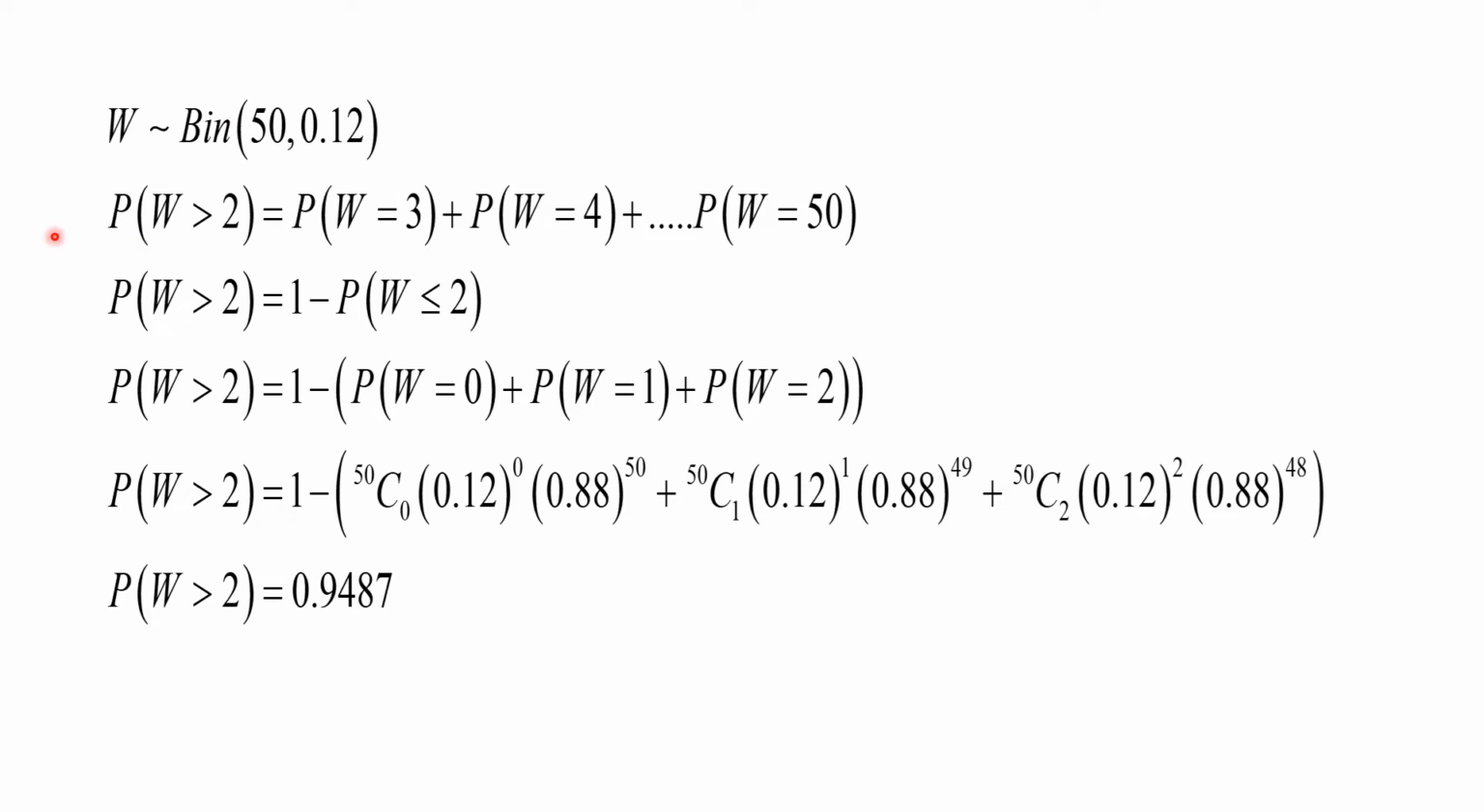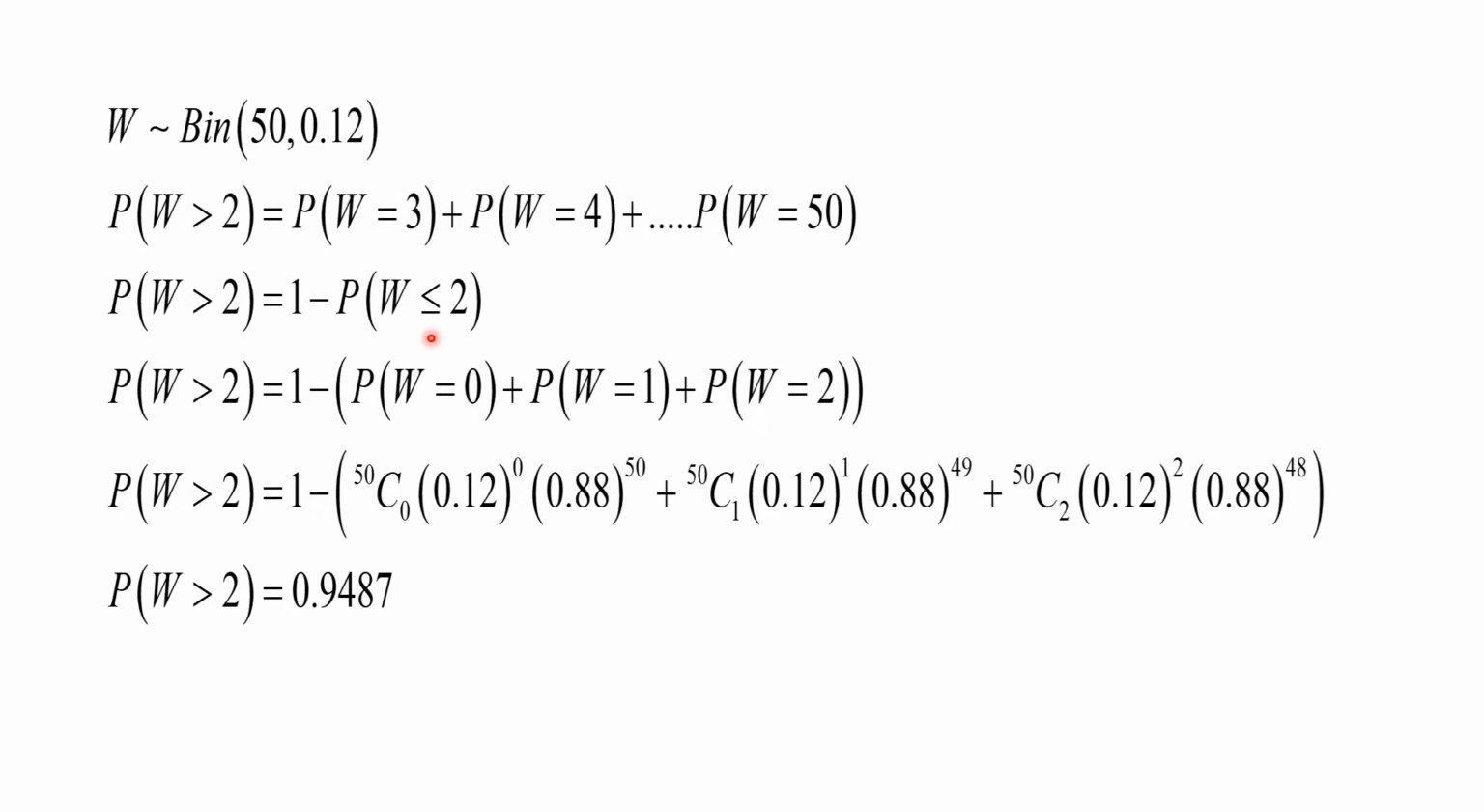Third example, say W is binomially distributed, N is 50, and P is 0.12, and you're required to determine the probability of success of W being larger than 2. If it's larger than 2, you have N as 50. You can always calculate 3, 4, 5 until 50, but it will take forever. However, you can shorten the time for your calculation by modifying it. You need W more than 2, and you can't be calculating till 50.